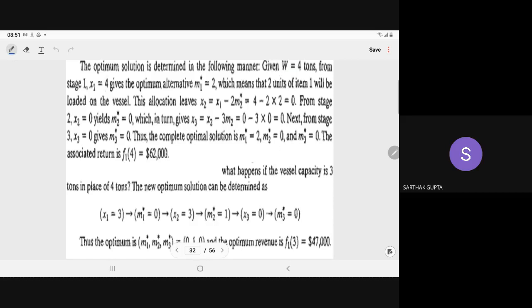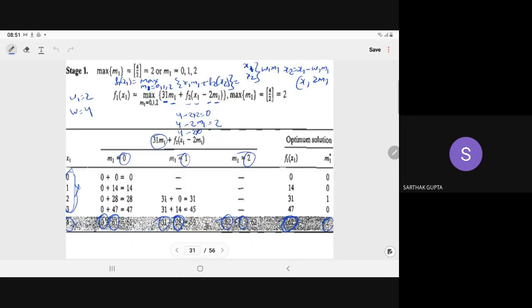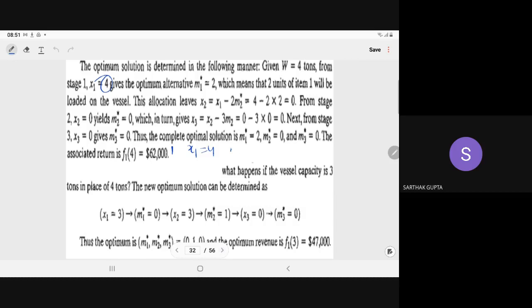For stage one, because it is the first stage, the total weight available will be 4 tons. So x1 is equal to 4, right? In stage one, x1 is equal to 4, and for stage one, what is the optimal solution? The optimal solution is m1 is equal to 2.